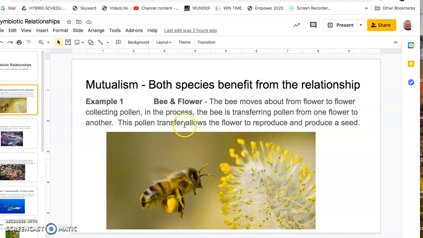And as he's doing this and going back and forth, the bee is transferring pollen from one flower to another. This pollen transfer allows for the flower to reproduce and produce a seed. So in this case, the bee benefits from getting the pollen from the flowers, and the flowers benefit from getting cross-pollinated.